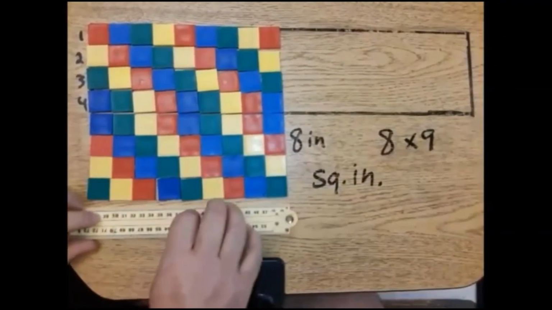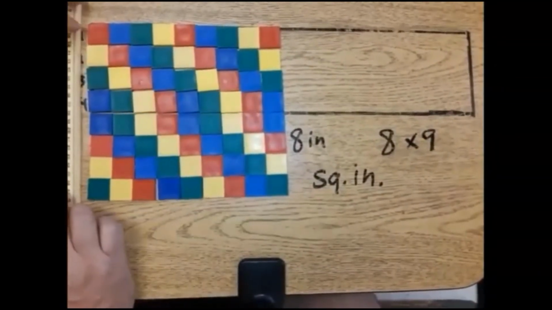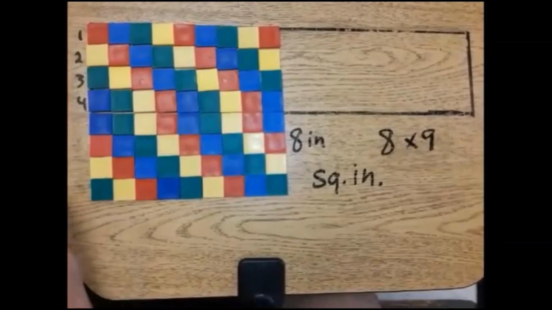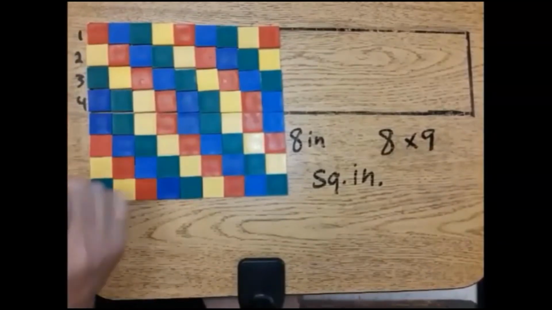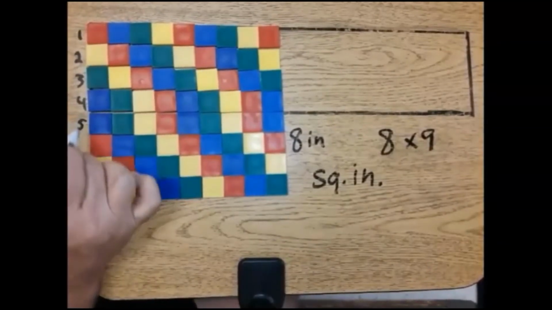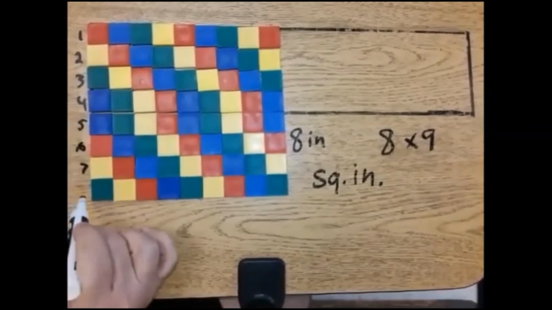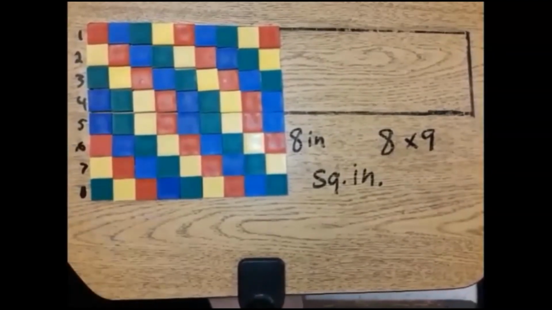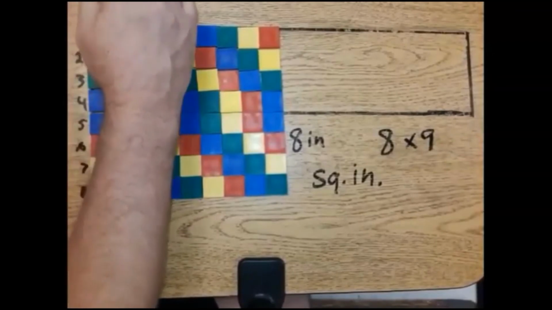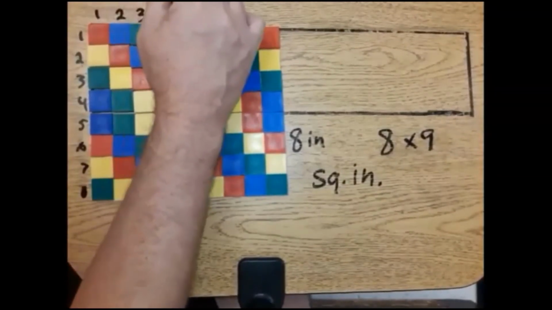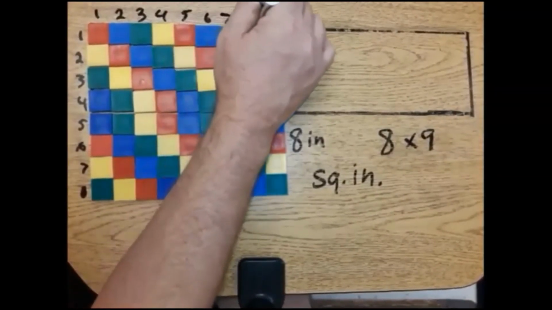So now, instead of having 4 rows of 18, I'm going to have 8 rows. So 5, 6, 7, and 8 with 9 in each row. So that's 1, 2, 3, 4, 5, 6, 7, 8, and 9.